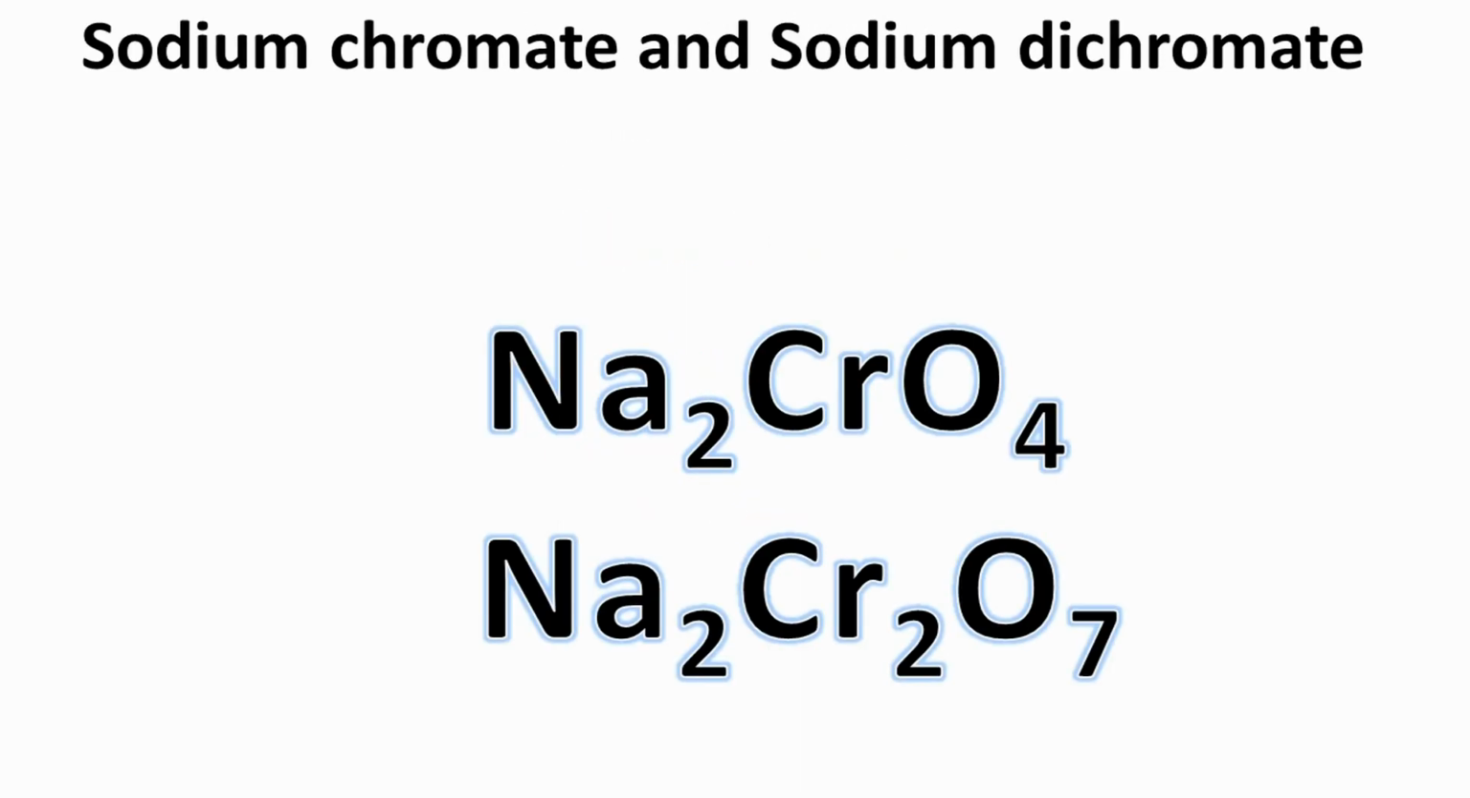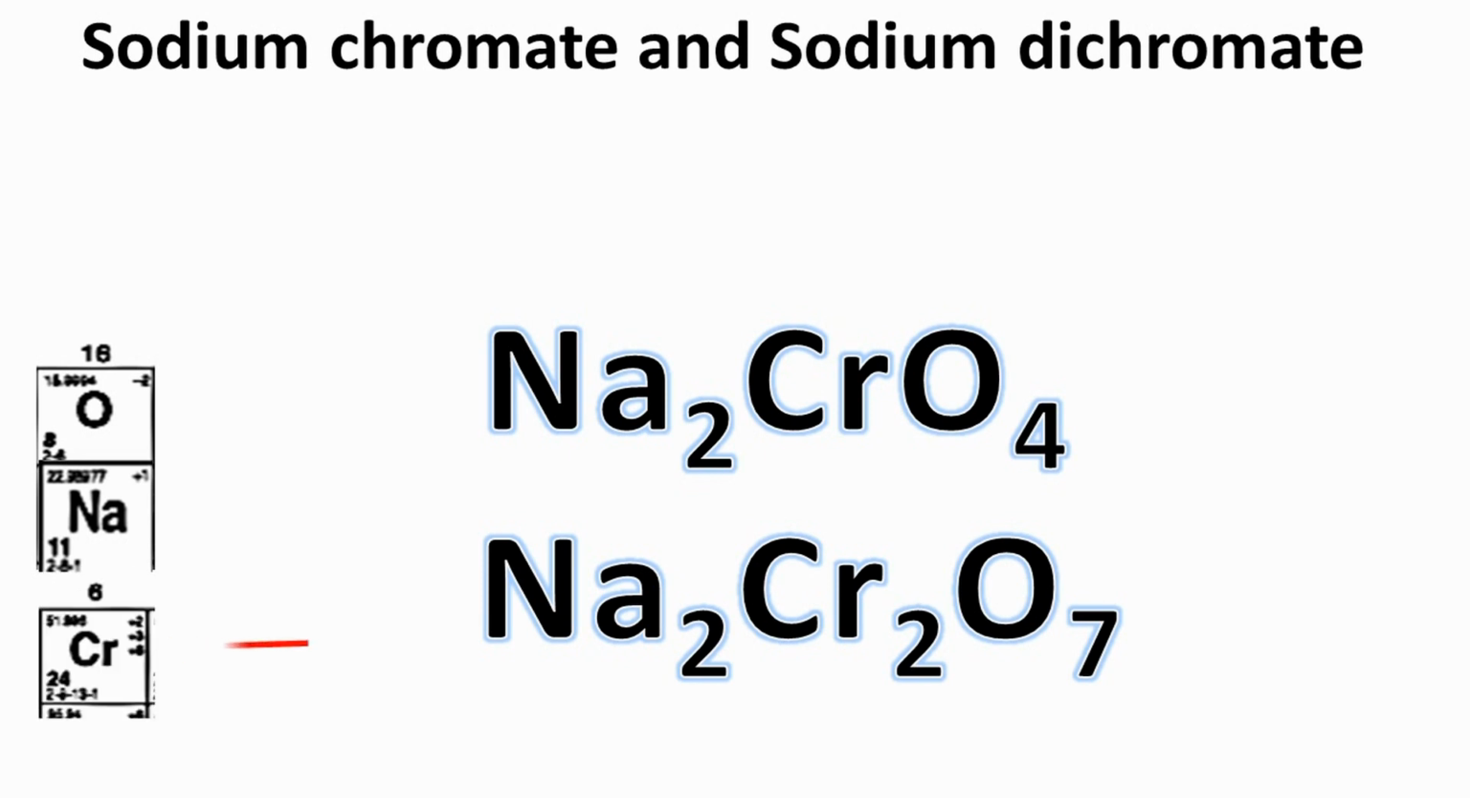Now for sodium chromate and sodium dichromate. For sodium chromate and sodium dichromate, Na2CrO4 and Na2Cr2O7 respectively, the starting point should be the sodium and the oxygen, where both elements have only one oxidation number. In this case, chromium may have one of 3 different oxidation numbers: +2, +3, and +6.